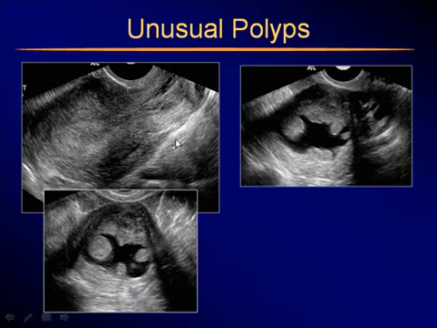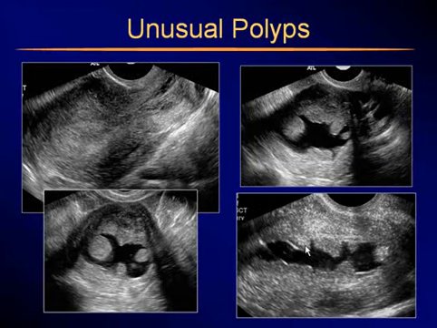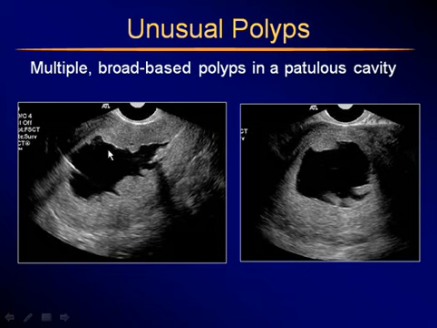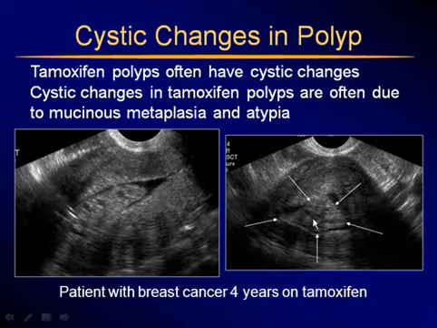More unusual polyps. When we did the sonohysterogram, multiple polyps showed up. Sometimes they look like teeth, like pumpkin teeth, a variety of shapes. Here again, a very patulous kind of a cavity outlining a whole host of variable types of polyps. More unusual polyps. This was a 26-year-old with dysfunctional uterine bleeding, and pathology showed that she had multiple polyps and secretory endometrium at biopsy.